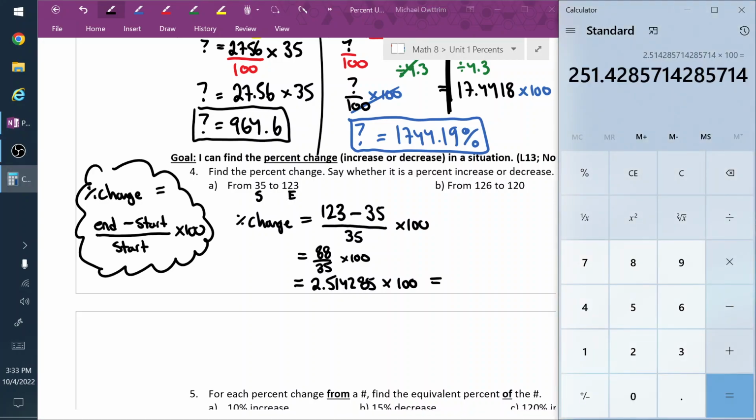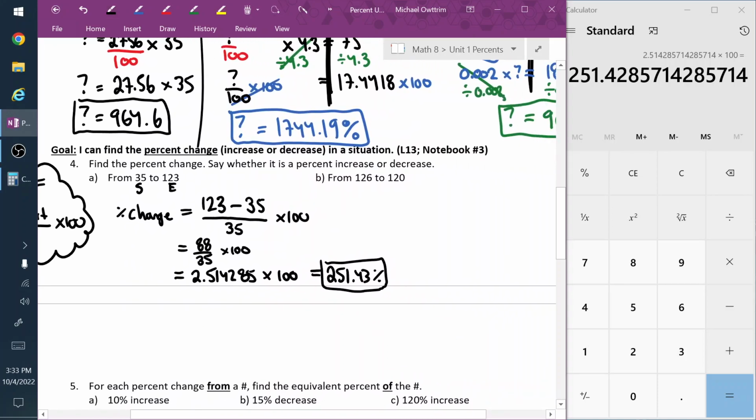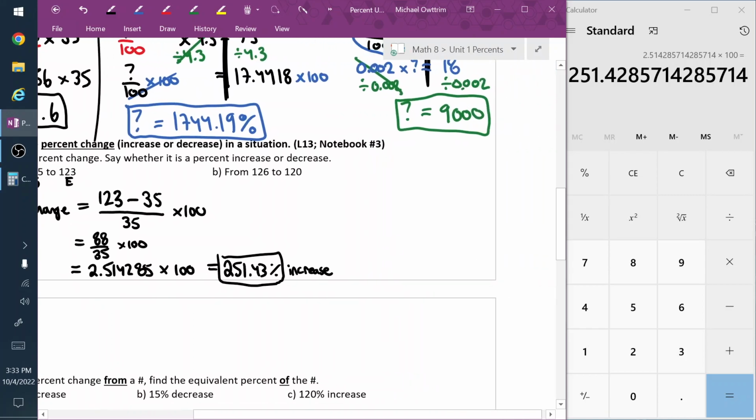gives me 251.43 rounded. And of course, that is a percent. So we'd say our percent change from 35 to 123 is 251.43%. Since that is positive, it's a percent increase.